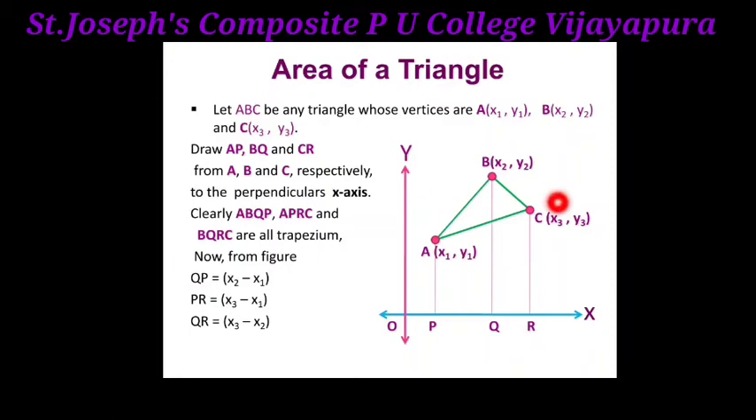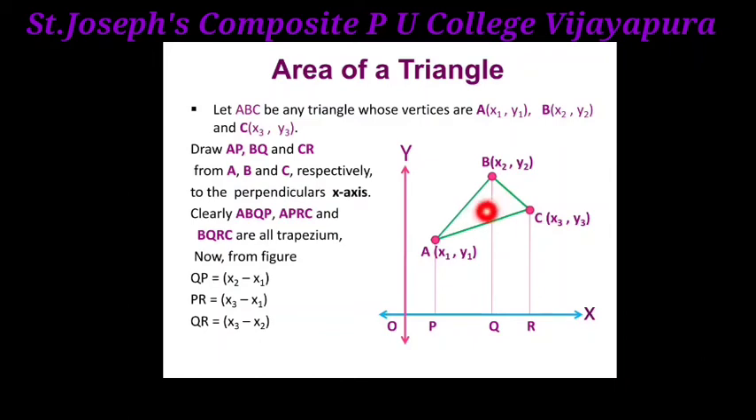We also know that the area of a trapezium is 1 upon 2 times the sum of the parallel sides into the distance between them. Here we have 3 trapeziums: the area of trapezium ABQP is one, BQRC is one more, and the last one is trapezium APRC. Now I want the area under these green lines.